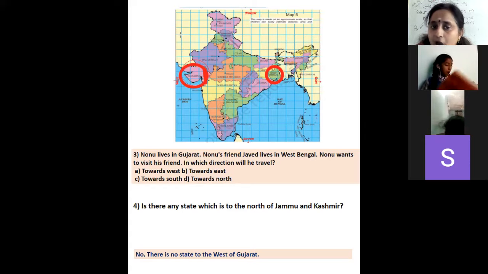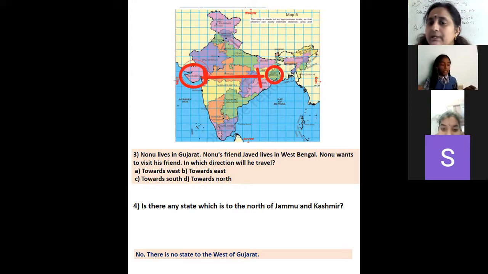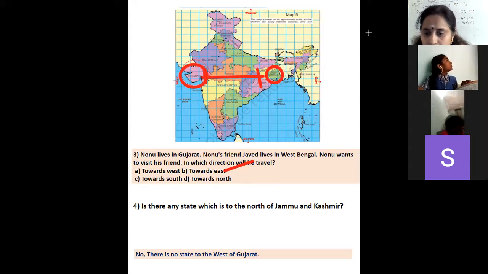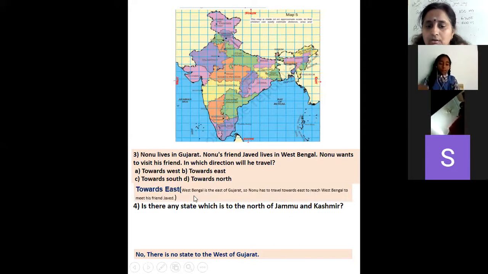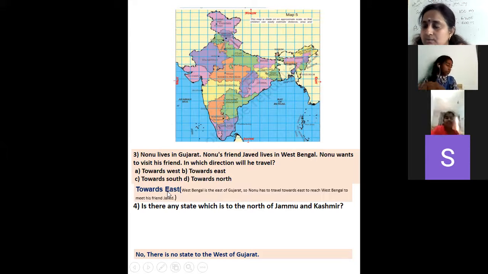If he wants to go to West Bengal, in which direction does he have to move? East, ma'am. Very good, towards east. He needs to go from Madhya Pradesh to Chhattisgarh, then Jharkhand, towards West Bengal. Towards east.